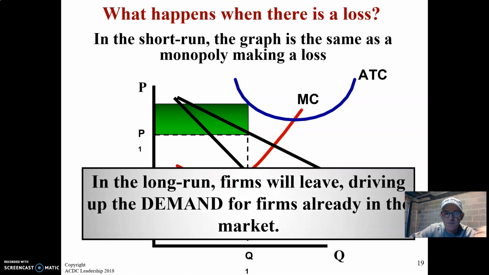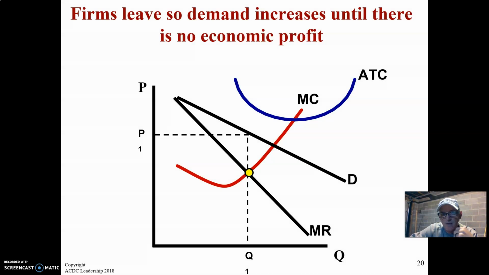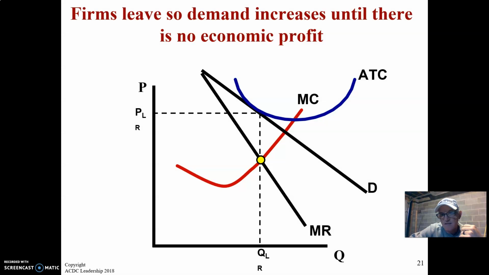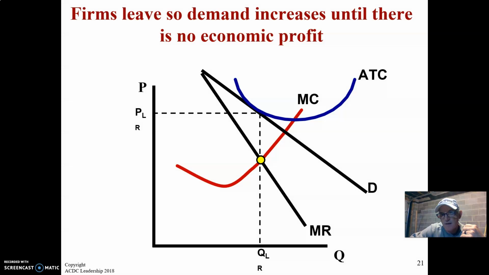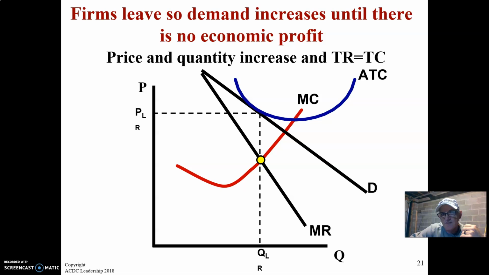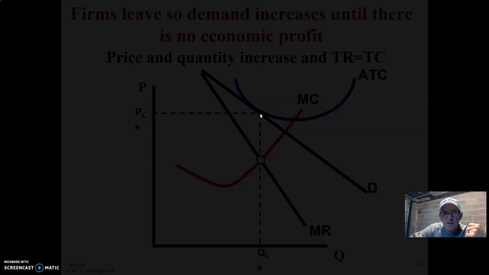In the long run, firms are going to enter. This is going to drive up the demand for my product, and we're going to get this shift from the left to the right. Okay, and then it's going to go to the same point where price and quantity increase, and total revenue and total cost are the same.